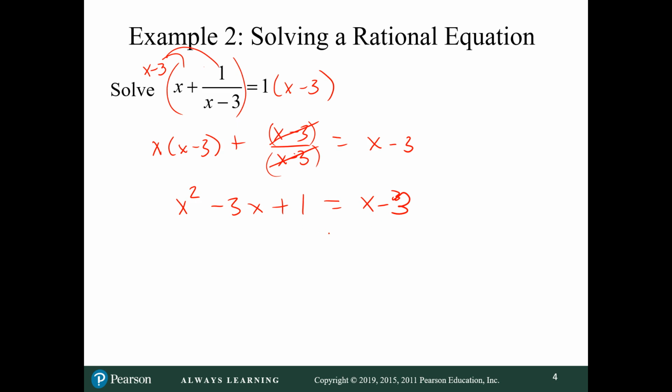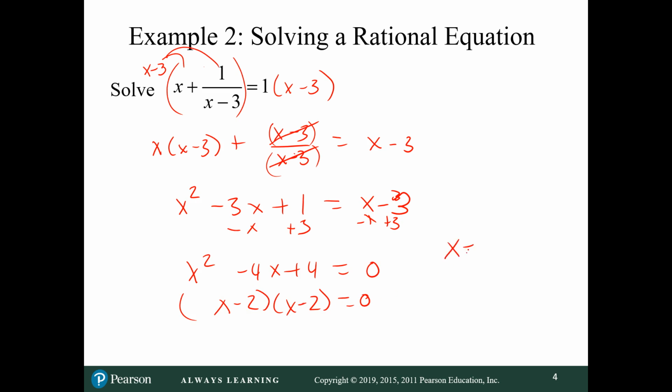Now move the x to the other side, move the 3 to the other side. So subtract x and add 3. X squared minus 4x plus 4 equals 0. So it's x minus 2 times x minus 2 equals 0. So x equals 2. If you plug a 2 in there, is 2 plus 1 over 2 minus 3, which is negative 1. 2 plus negative 1 equal to 1? Yep, that's the answer. Okay? And since both solutions were the same number, you didn't have any extraneous solutions.